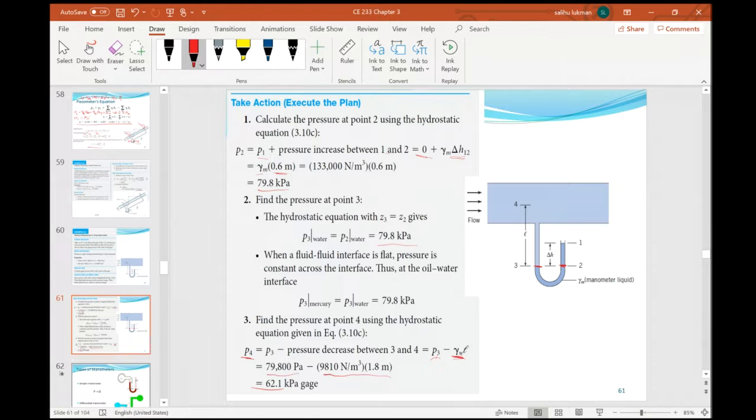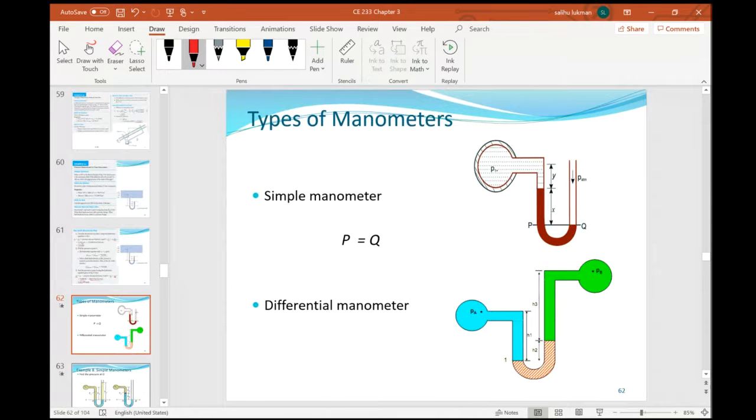Now we'll look at some instances where we'll be generating the pressure expression at different points, using the principle of the manometer. There are types of manometer: you can have a simple manometer and a differential manometer. The simple manometer has only one gauge connected. The pressures at points P and Q, which are at the same elevation, are equal.